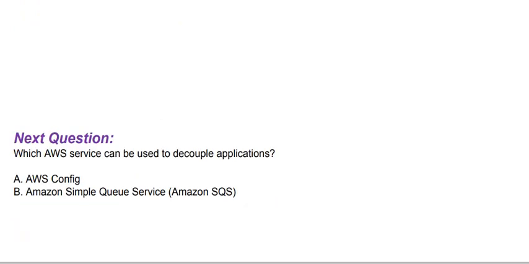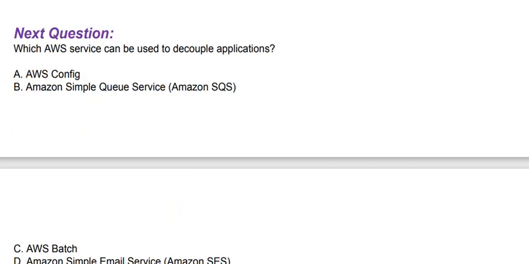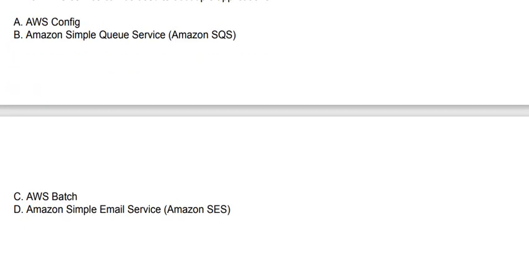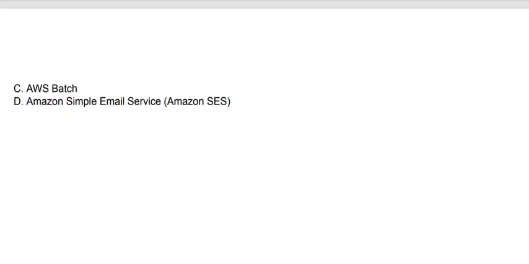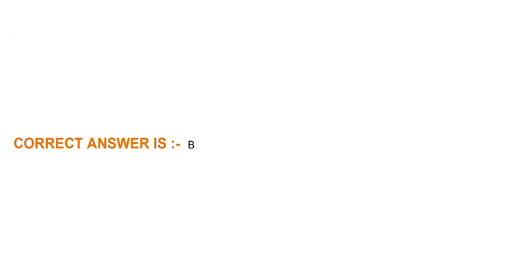Next question is, which AWS service can be used to decouple applications? Option A, AWS Config. Option B, Amazon Simple Queue Service. Option C, AWS Batch. And option D, Amazon Simple Email Service. The correct answer is option B.